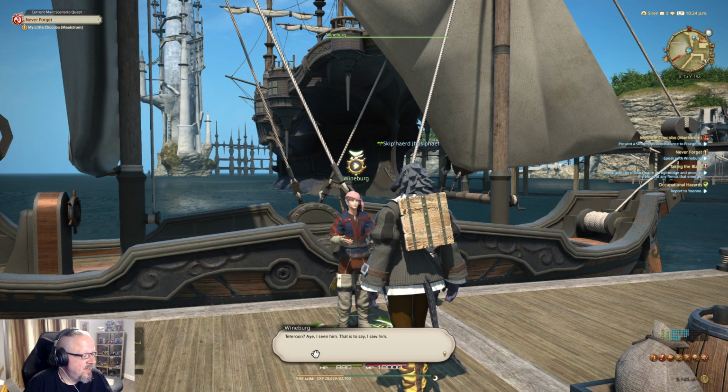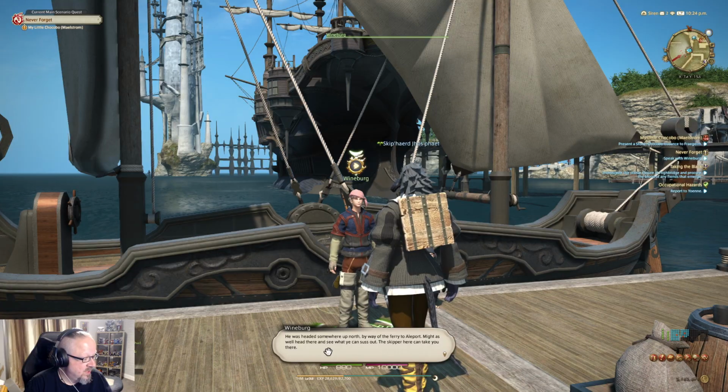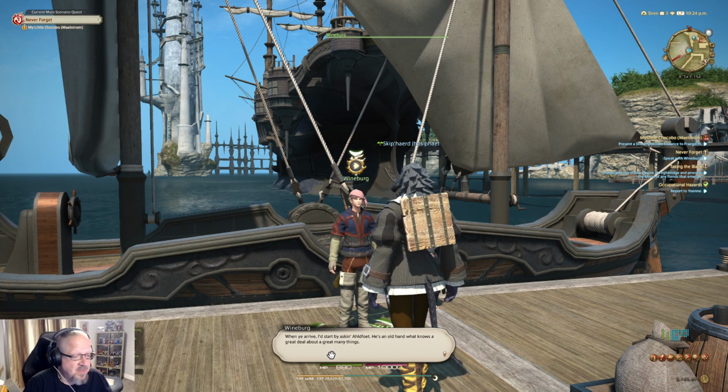Tetaroon? Aye, I seen him. That is to say, I saw him. He was headed somewhere up north by the way of the ferry to Airport. Might as well head there and see what you can suss out. The Skippy here can take you there. When you arrive, I'd start asking Old Foot. He's an old hand. No, he's an old foot. That knows a great deal about a great many things.